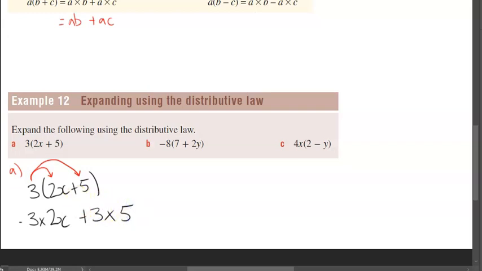Now if you want to underline these just to show that there's 2 lots of grouping in this, you can, to make it easier to read. And we're going to simplify this as much as we can. 3 times 2 times x, we just focus on the number part. That's just 3 times 2, which is 6, with a little x tagging on. So we have 6x here, and 3 times 5, which is 15.